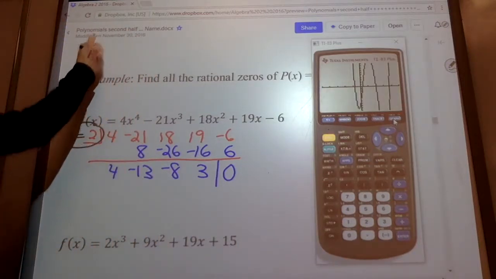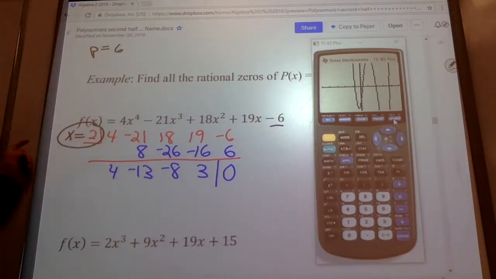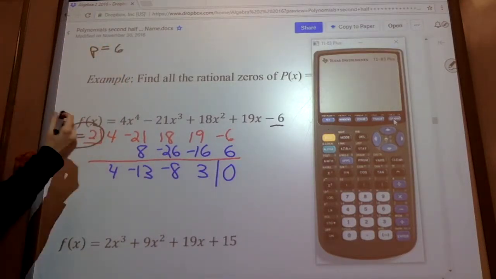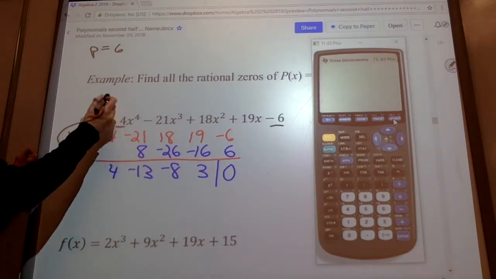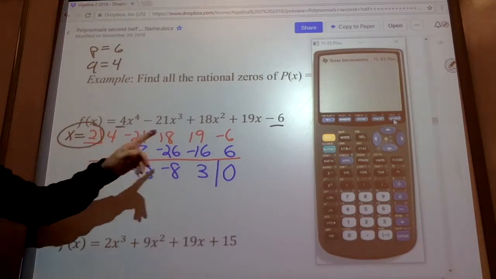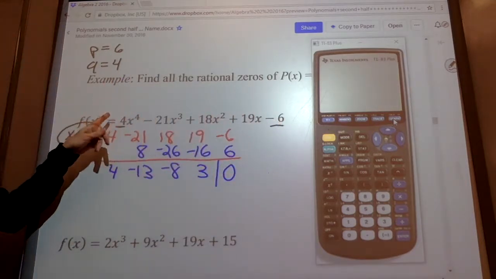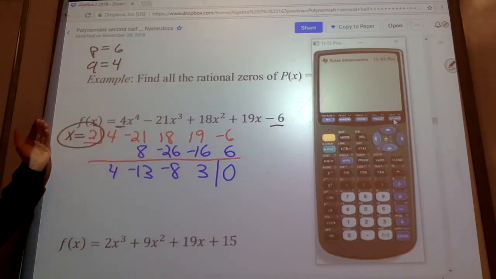P is my 6, and you can just use 6 because we use plus or minus anyways. Q would be my 4 here because that's my leading coefficient. Okay, so it's always the constant over the leading coefficient. Don't get that messed up. P over Q. Okay, what are all the factors of 6?